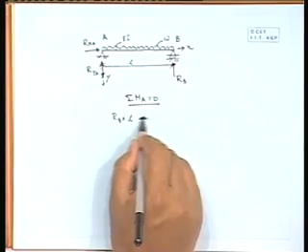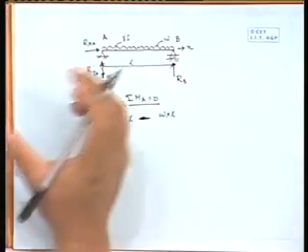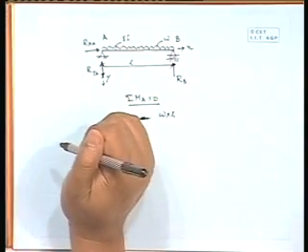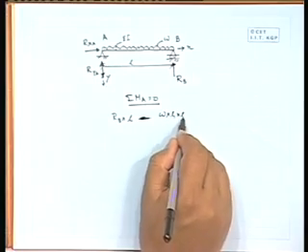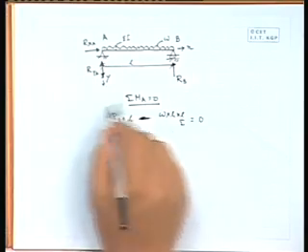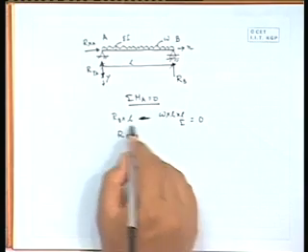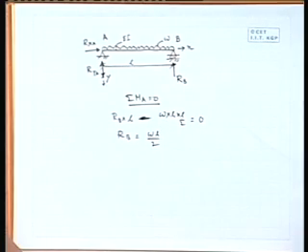So, we can put here minus, and omega is the load per unit length into total length L, and its resultant will be acting at the center of the beam, because it is uniform throughout. So, into L by 2, and total moment will be equal to 0. So, R b you will get from here, it will be omega L by 2, because one L will cancel. So, omega L by 2.